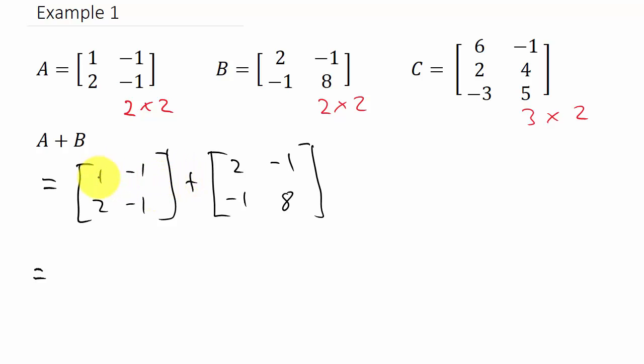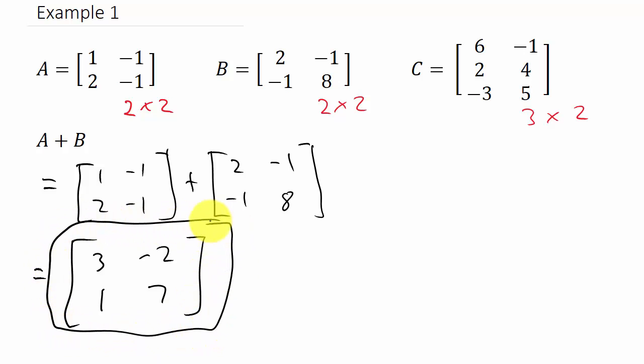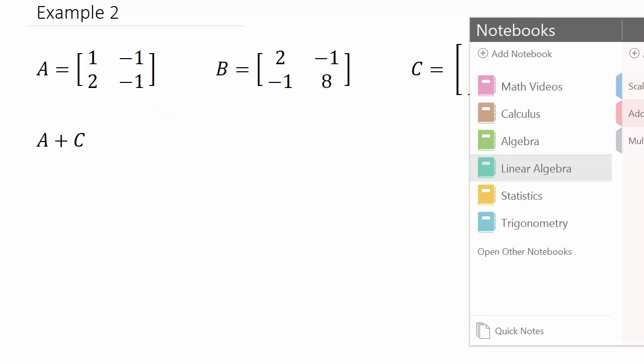So we'll add this element and this element, this one, this one, and so on. Okay? And so we've got 1 plus 2 is 3. Negative 1 plus negative 1 is negative 2. 2 plus negative 1 is 1. And negative 1 plus 8 is 7. And this would be our answer here. Alright, let's take a look at another example.